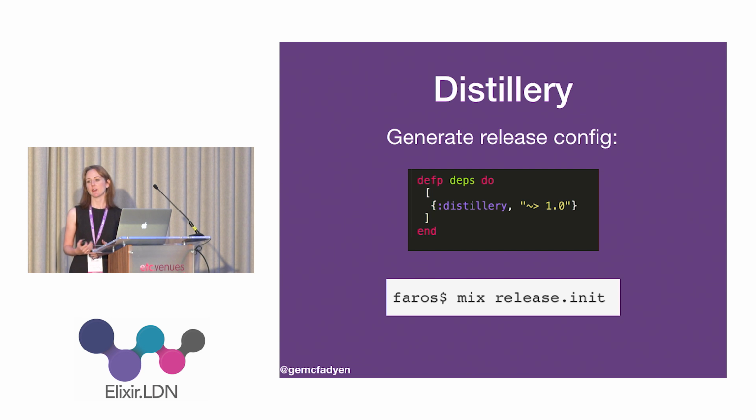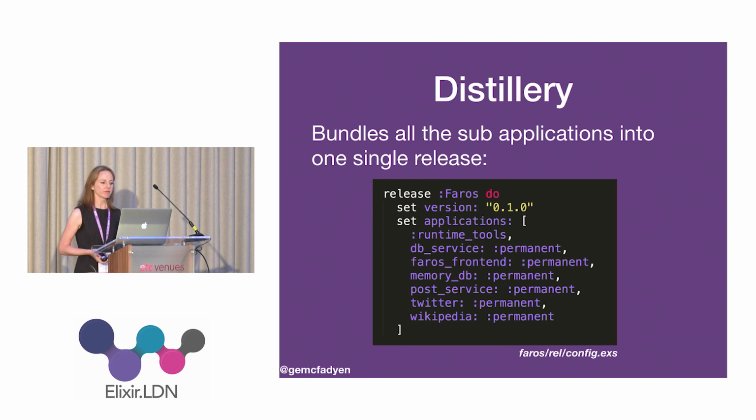Distillery, however, sounded like it gave a bit more flexibility, so I went with that and added that at the root level mix file. And once you pull that down, you have access to various release tasks. And the first thing you have to do is create your release config. And by default, all of your sub-applications are bundled together as one release. So here you could say it's a little bit like a monolith. You're just releasing as one lump all your functionality to one place.